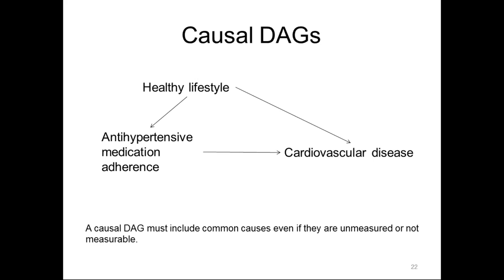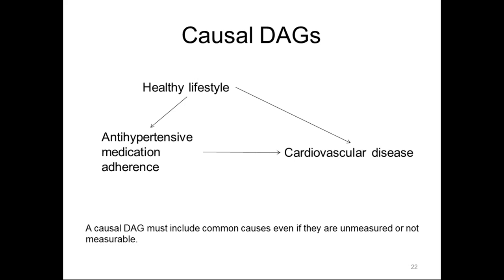So if we're thinking about adherence to antihypertensive medication and cardiovascular disease, it makes sense that preventive medications are only going to work if people actually take them in the way they're intended to be taken. However, you can imagine that people who take their medicines on time are also doing a lot of other things. They have this healthy lifestyle, and that's going in this direction, from healthy lifestyle to antihypertensive medication adherence. Just taking your meds doesn't make you have a healthy lifestyle. And it's probably also influencing your risk of cardiovascular disease. So even though this isn't really measured or measurable, it needs to stay on that DAG.